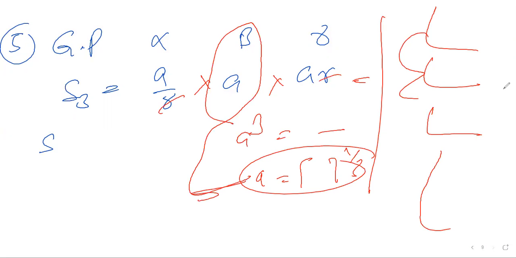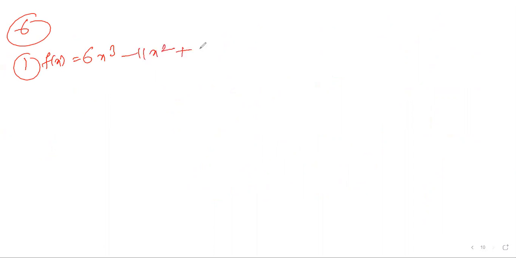Fifth question is done. Last question, sixth one, HP. This I'll try to touch for your convenience. Take the HP question. Whenever HP is there, don't take the HP condition first. Take the question: let f of x is equal to 6x cube minus 11x square plus 6x minus 1 equal to 0.